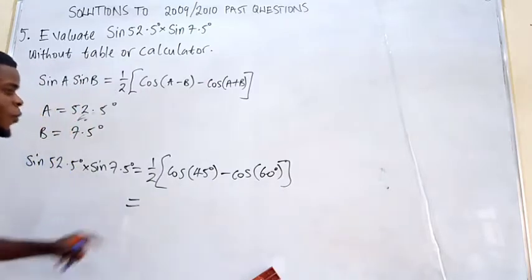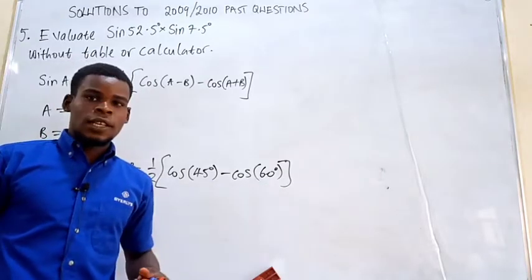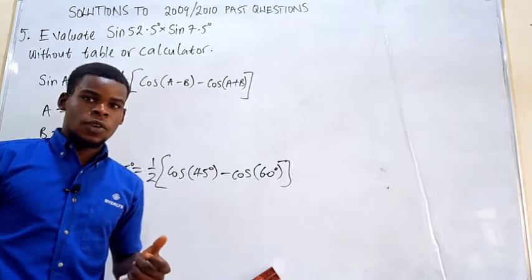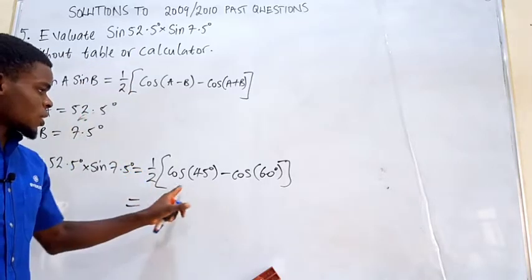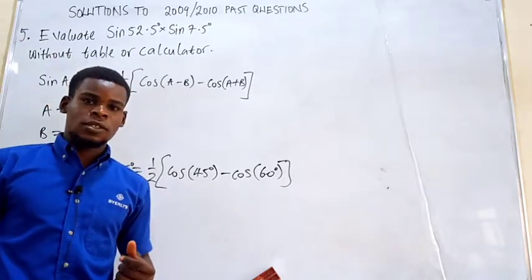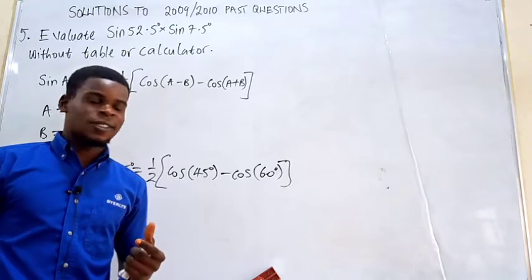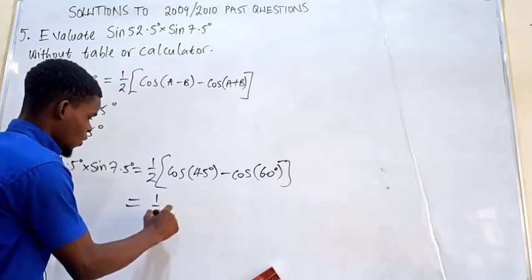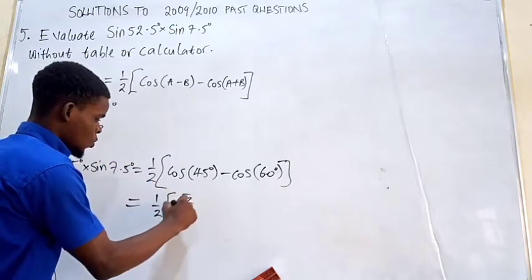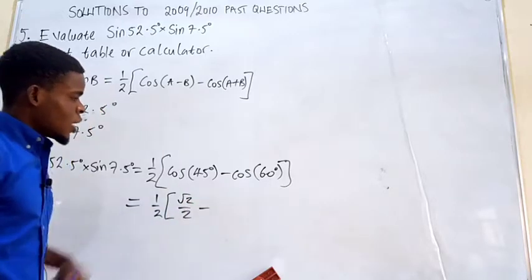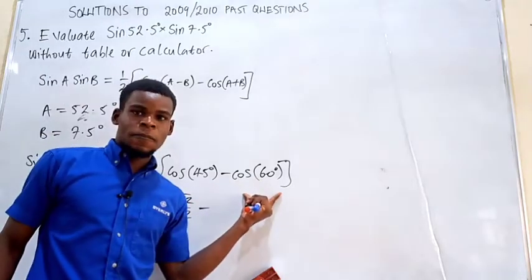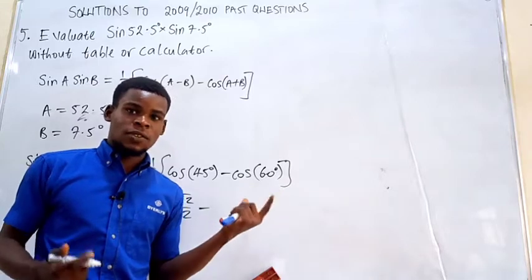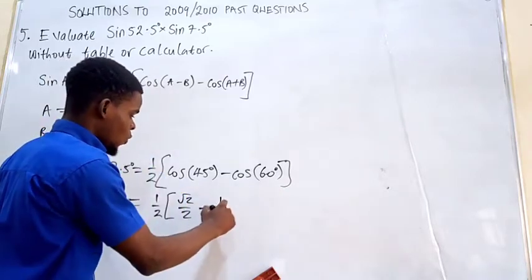Now here, 45 degrees and 60 degrees, they are common, we have their common ratios, okay? So cosine of 45 degrees is just root 2 over 2. So we just put it down, 1 over 2 times root 2 over 2 minus, now cosine of 60 degrees is the same as sine of 30 degrees, so that is just 1 over 2.